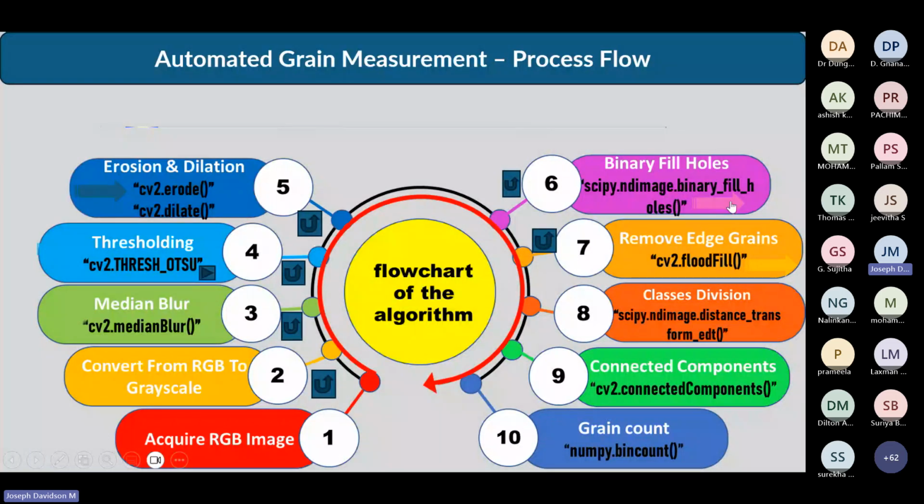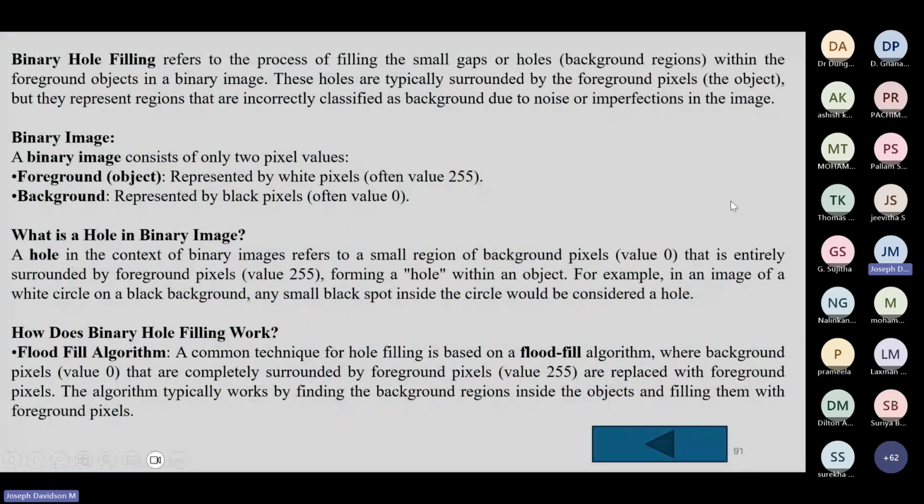Whatever image you have, if there is a small hole or something, you fill it with a particular pixel value. Binary hole filling refers to the process of filling the small gaps or holes within the foreground objects in a binary image. These holes are typically surrounded by foreground pixels of the object, but they represent regions that are incorrectly classified as background due to noise. So basically, whatever is needed for us, it fills it. That is the binary hole filling algorithm.